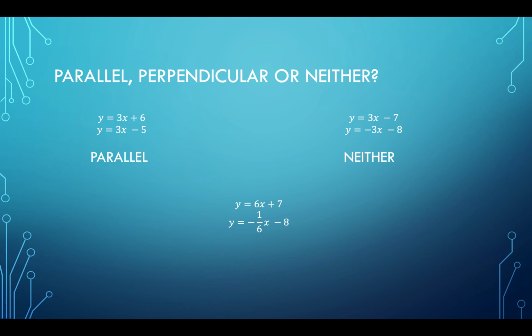And lastly, if I give you y is equal to 6x plus 7 and y is equal to negative 1 over 6x minus 8, would these be parallel, perpendicular, or neither? These would be perpendicular because the slopes are opposite reciprocals. The opposite reciprocal of 6 is negative 1 over 6.